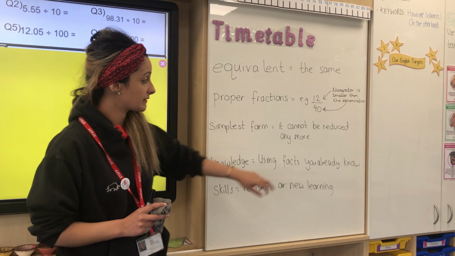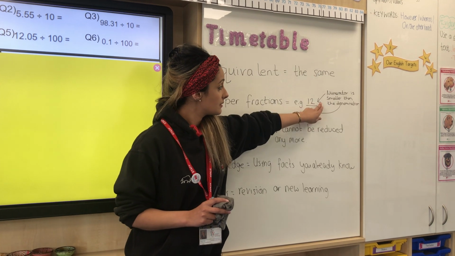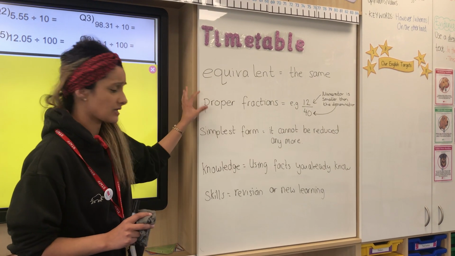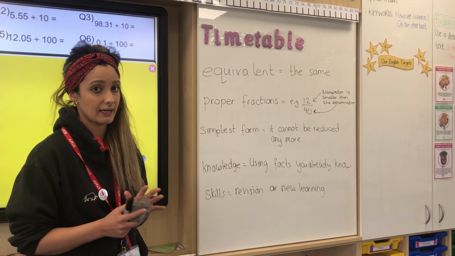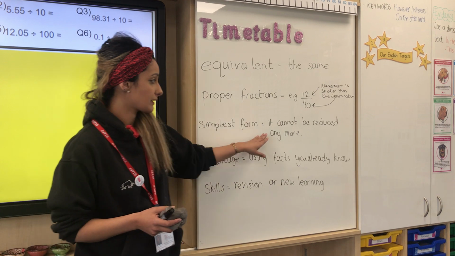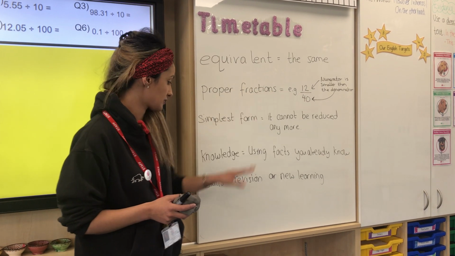Proper fractions, I've given an example there, 12 over 40 or 12 40ths. 12 is where the numerator is smaller than the denominator, so the children need to understand that terminology because we won't be looking at improper fractions or mixed numbers. Simplest form means a fraction cannot be reduced anymore, and they're again proper fractions.